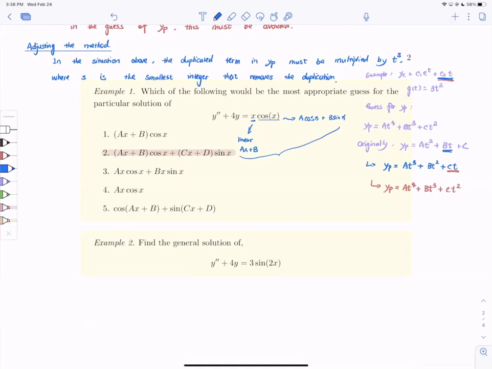Now combine those two together. You'll see that I need a linear term multiplied by cosine plus a linear term multiplied by sine x. So eventually this should give you ax plus b cosine x plus cx plus d sine x. So that's why the answer is 2.